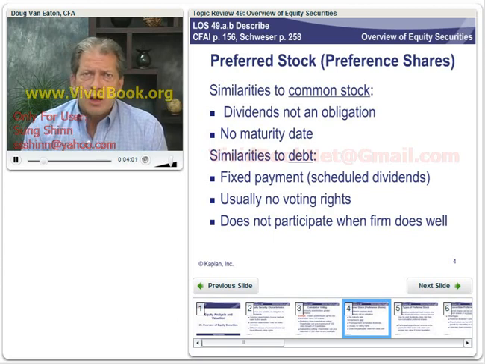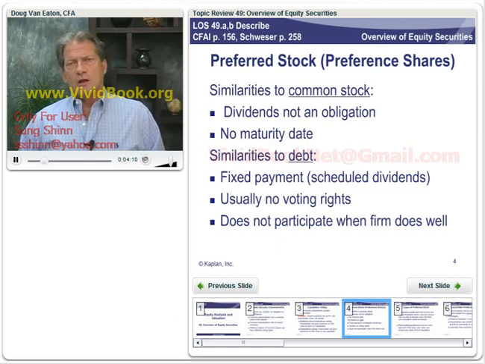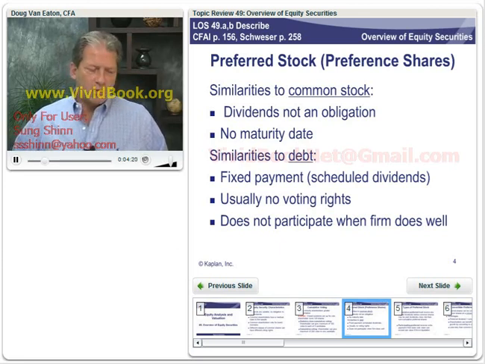Now, preferred stock typically doesn't have any voting rights and doesn't participate when the firm does well. So you typically get a significantly higher dividend rate on the preferred, and more certainty, less uncertainty about the value. But on the other side, you don't have the upside. The firm does really well. Well, the best you're going to do with the preferred is to get your dividends paid on time.